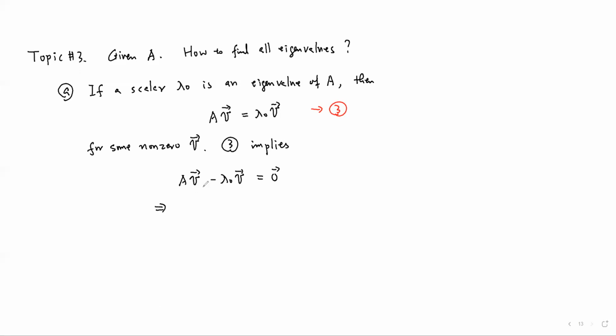Now let me take out the vector V. Before I take out the vector V, don't forget, write the second term as lambda times identity matrix times V. Otherwise, matrix A minus lambda 0, a number, is not computable. Right. Now let me take out.